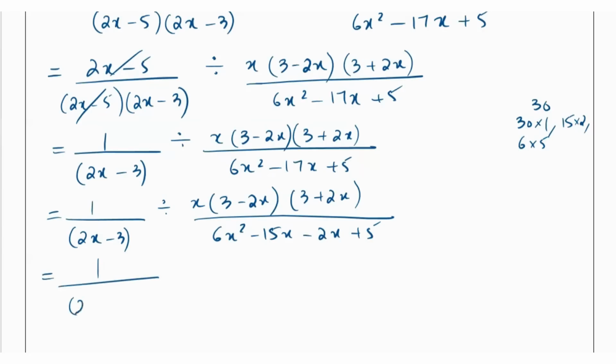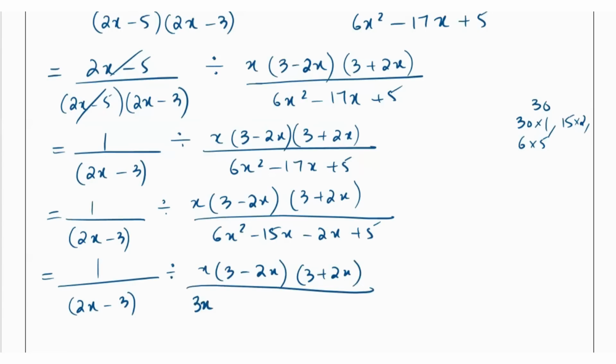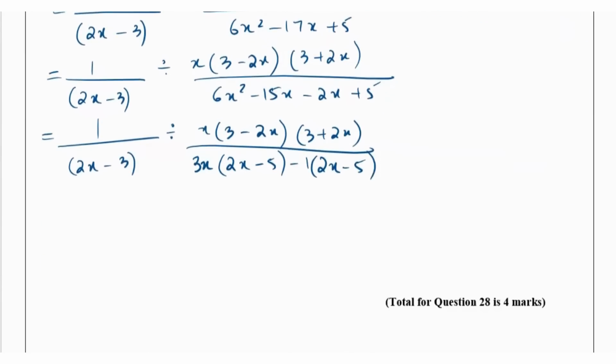So when you factorize them, what you should get is 3x common over here. So that's 2x minus 5. And negative 1 is common. So 2x minus 5. Between 3x and negative 1, 2x minus 5 is common.